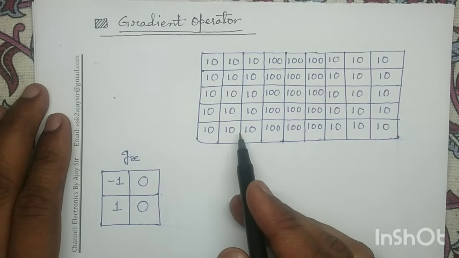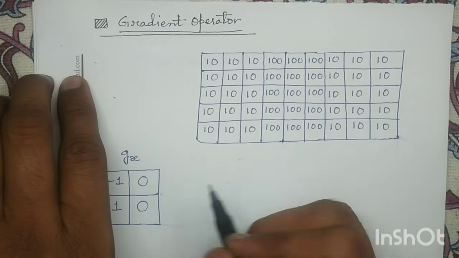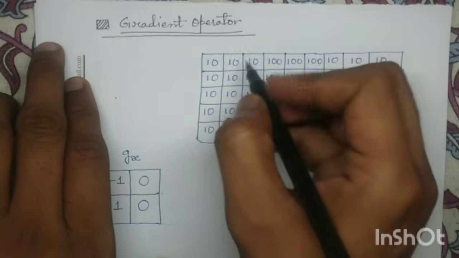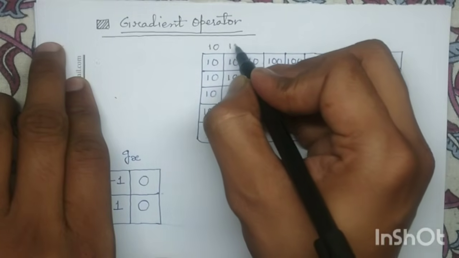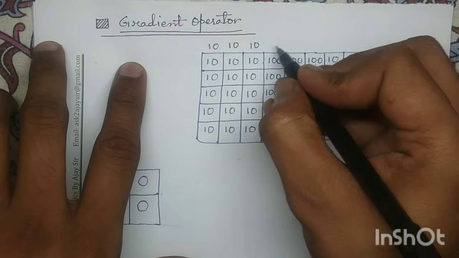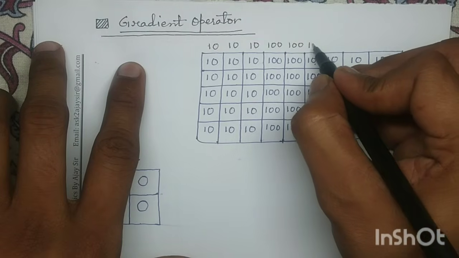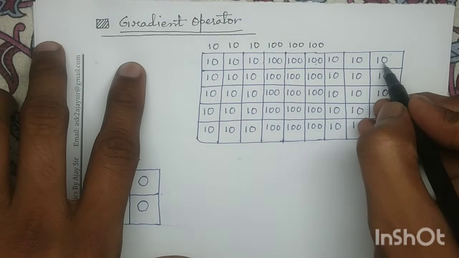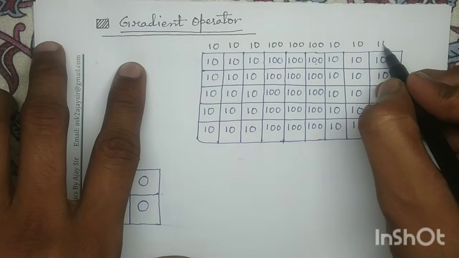Before applying this operator on the given digital input image, first we will extend this image with the boundary pixel values. Along this side, these three boundary pixels have intensity level 10, so we extend the image with intensity level 10. These three boundary pixels have intensity level 100, so we extend with 100. Next, these three pixels have intensity level 10, so we extend with 10.